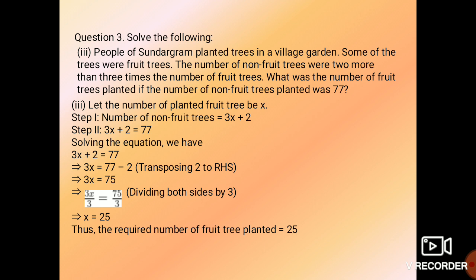In the first step, we'll transpose 2 to the right hand side. So it will be 3x is equal to 77 minus 2. Now we'll get 3x is equal to 75. Now we'll divide both sides by 3. So after dividing both sides by 3, we'll get x is equal to 25. So thus the required number of fruit trees planted is 25.